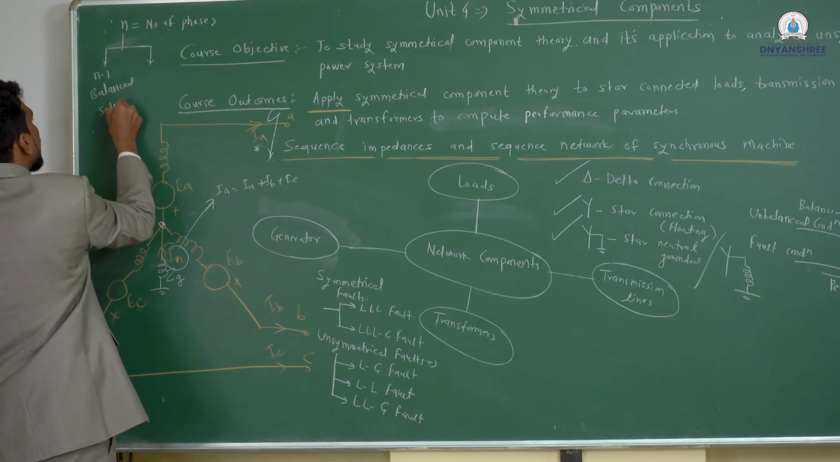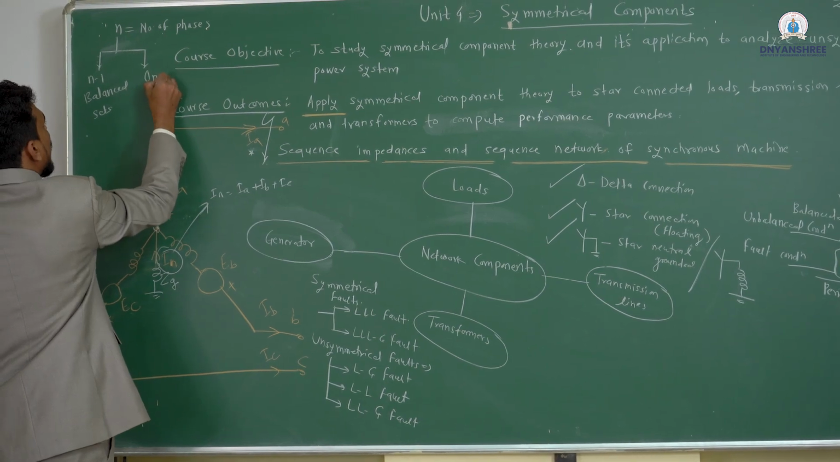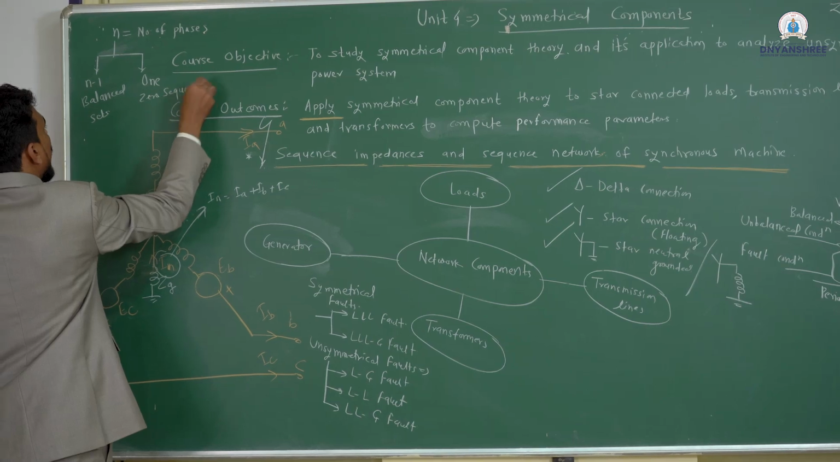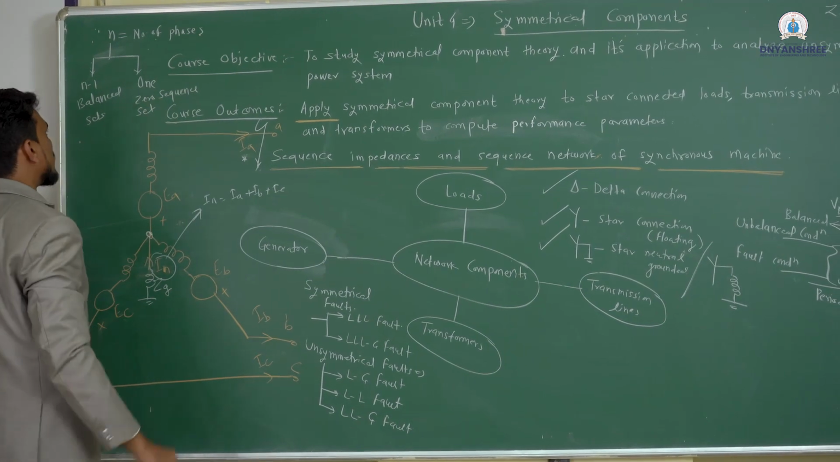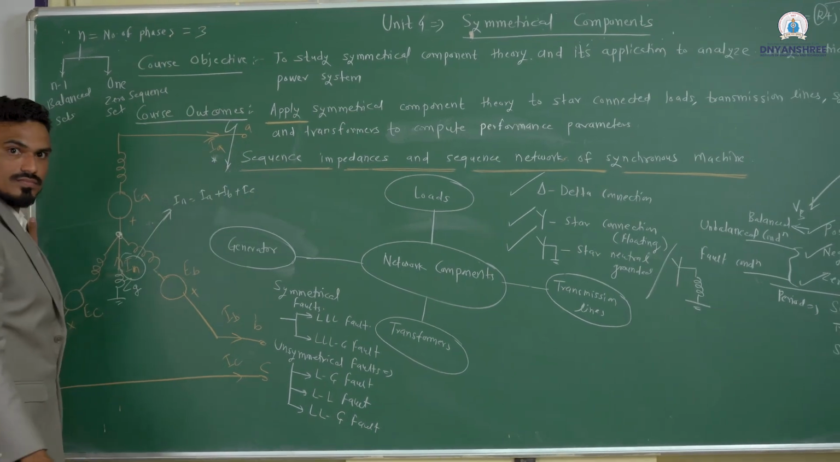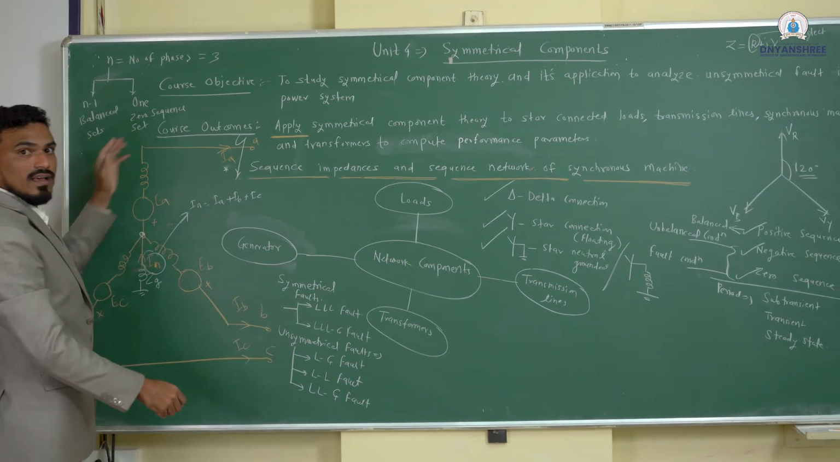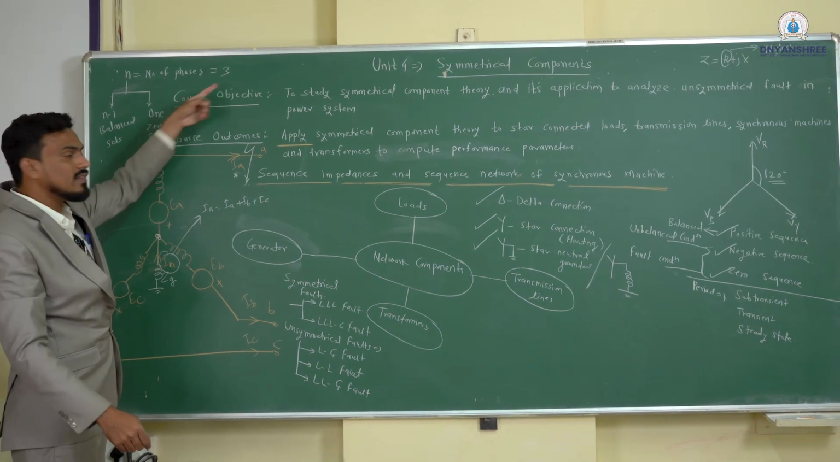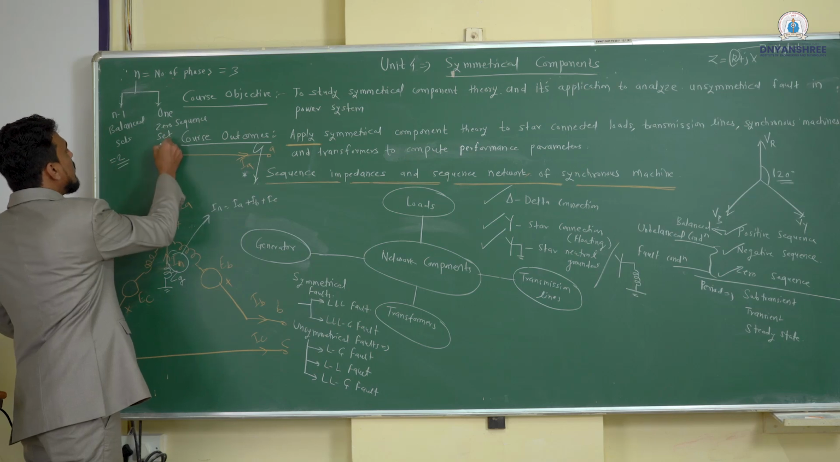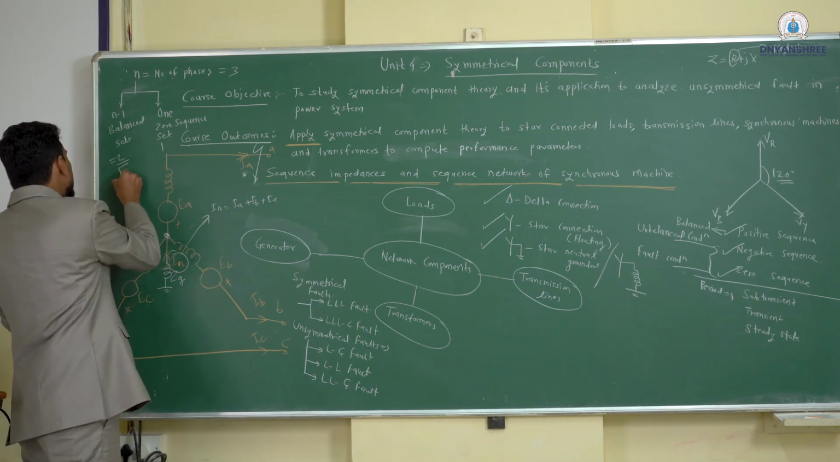As per his statement, it can be resolved into n minus 1 balanced sets and one zero sequence set. Now suppose I am considering n is equal to 3. In this case, n minus 1 will be equal to 2, and here 1.